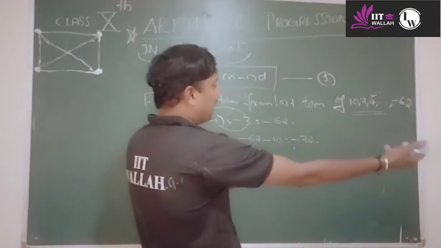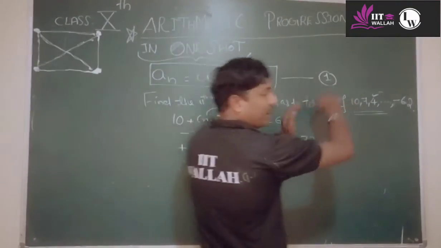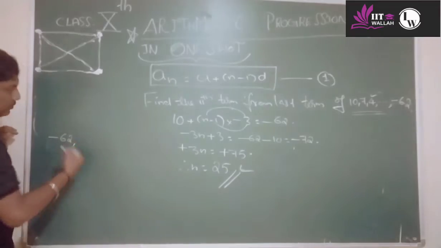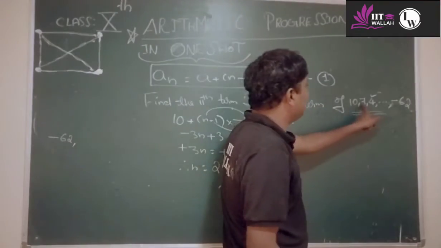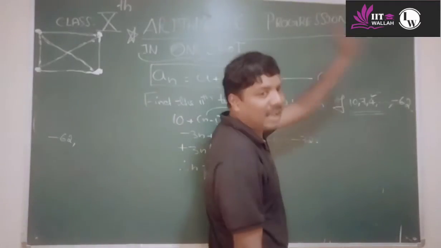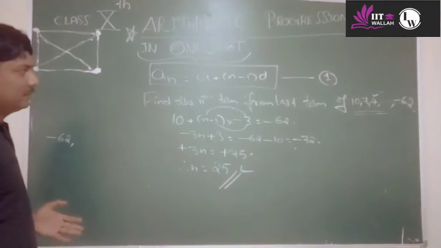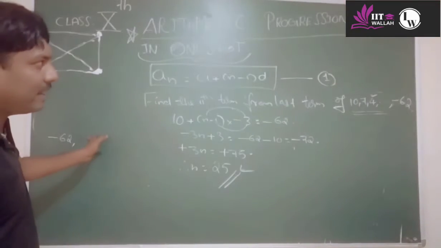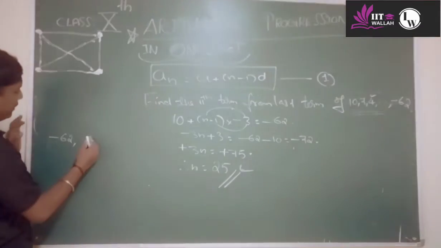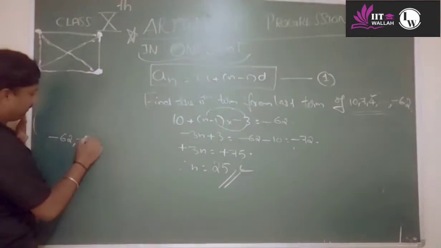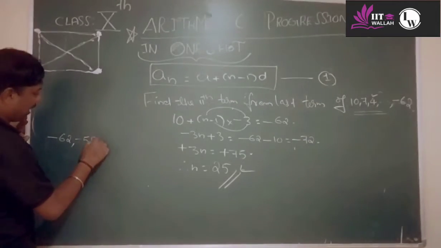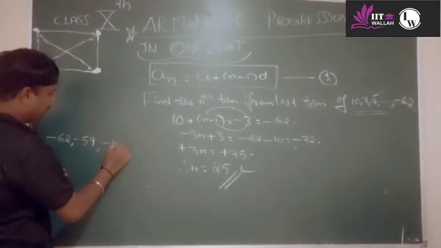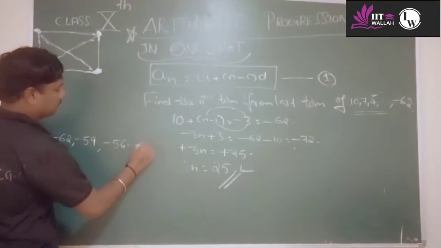So from the last they are asking, so we can write this given AP from the last. So that means minus 62. From here minus 3 was the common difference, but if we are thinking from the last, plus 3 will be the common difference, right? That means plus 3 will be added. So minus 62 plus 3 means minus 59, plus 3 means minus 56, etc. You got it?